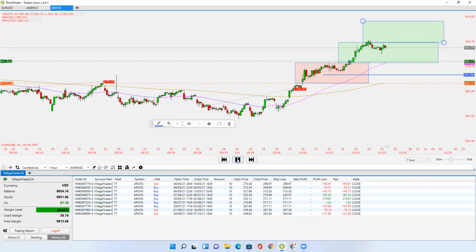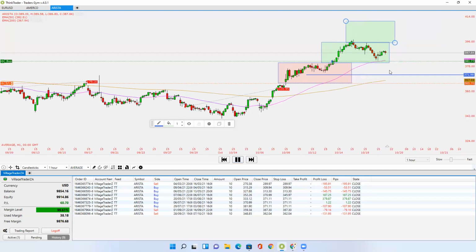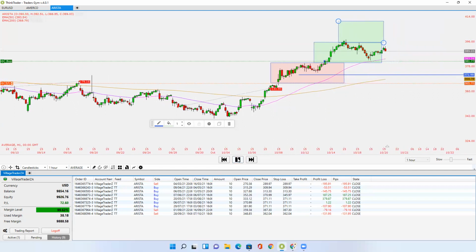Into a higher box. Okay. We are no longer in need of the boxes because we have a level that we can look at. You see.